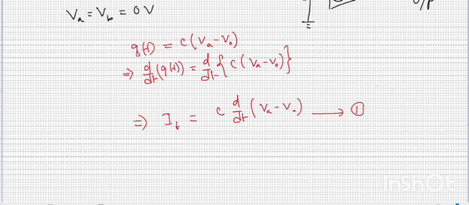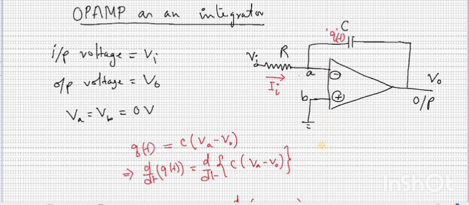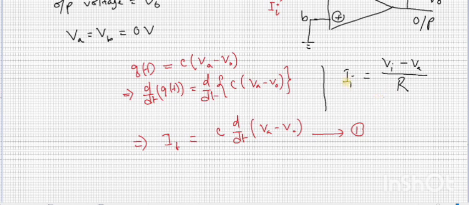Again, the current I through the input resistance is nothing but the voltage difference, the input voltage minus the voltage at point A, divided by the resistance R. So we are getting the current through the resistance R like this. We are calling this equation number 2. Using Kirchhoff's current law, the current through the resistance R is equal to the current through the feedback capacitor.